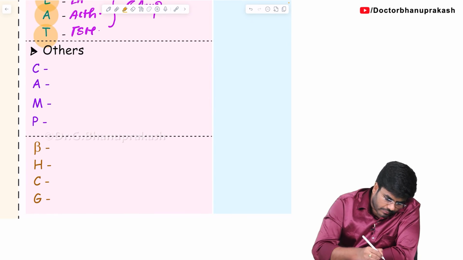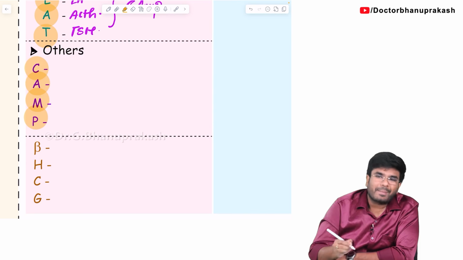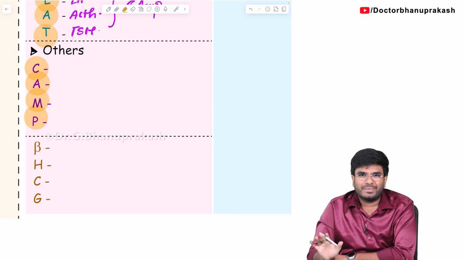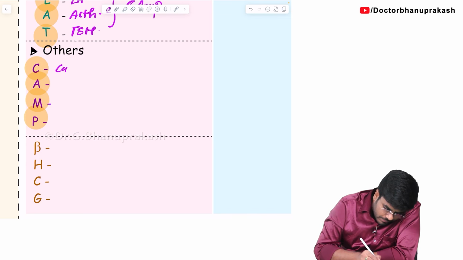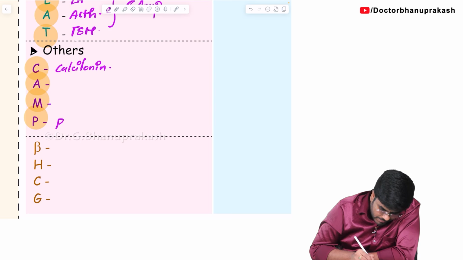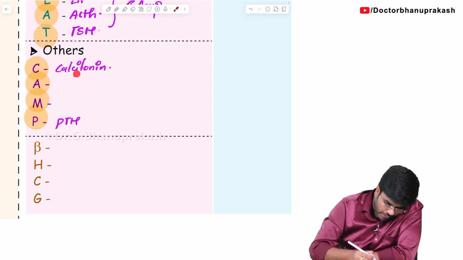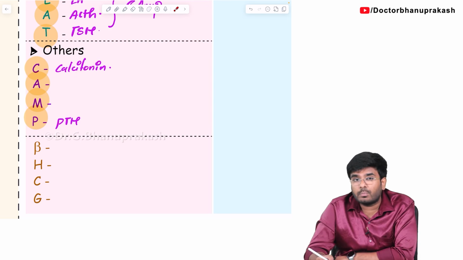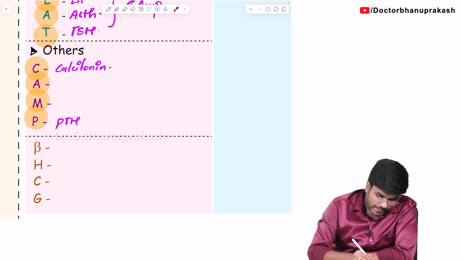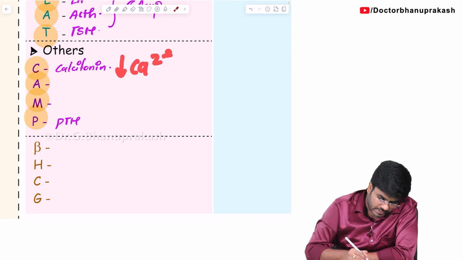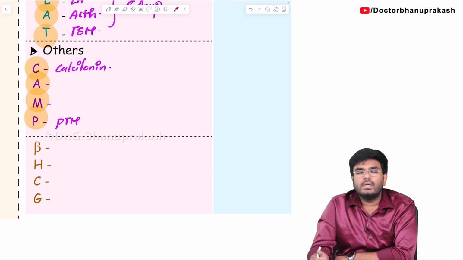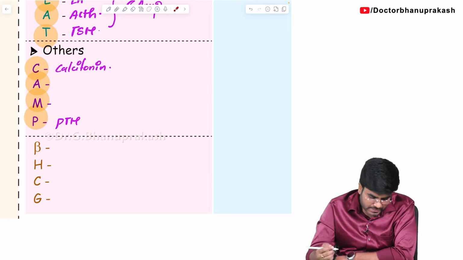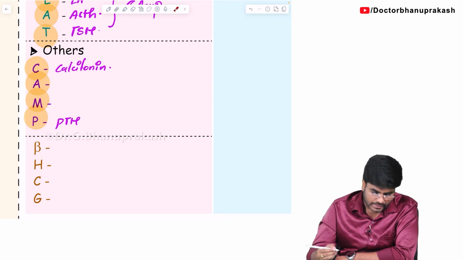Next, any other hormones? Again, one more mnemonic I am giving you: CAMP, camp. The mnemonic itself is CAMP. So what does CAMP stand for? Calcitonin and parathyroid hormone. First I am writing calcitonin and parathyroid hormone, because both of them are concerned with calcium regulation. Calcitonin decreases the calcium levels in our body. Parathyroid hormone increases the calcium levels in our body. So these two calcium regulating hormones, calcitonin and parathyroid hormone, both act via the cyclic AMP pathway.